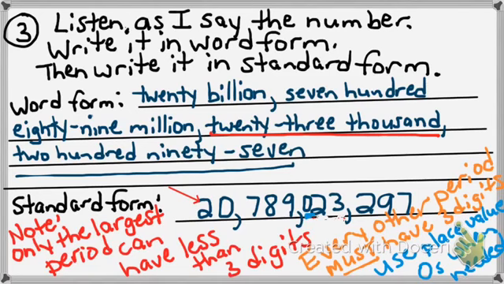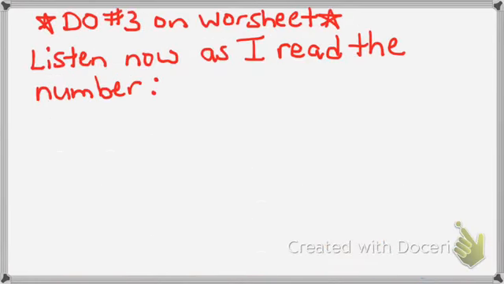Okay, so you're going to use this example. You can go back, listen to it, stop at the middle, etc., whatever you need to complete problem number 3 on your worksheet. Listen now as I read the number for problem number 3. Again, you can go back and listen to it period by period to help you write it in word form first. Here's the number that you'll be writing in both word form and standard form for problem number 3 on your lesson 1A worksheet.